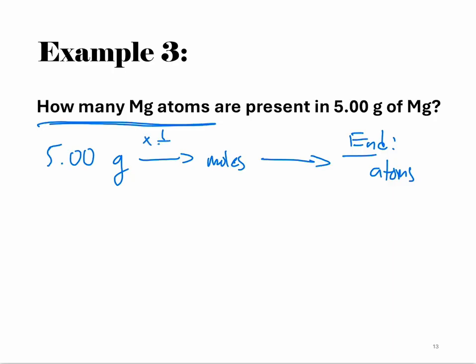We use 1 over the molar mass to go to the number of moles, and to end with the number of things, we use Avogadro's number. This is our flow chart for how we're going to get to the units that we want. Because we're starting from mass and we end with the number of things, we first have to go to moles and then use Avogadro's number to go to the number of things.